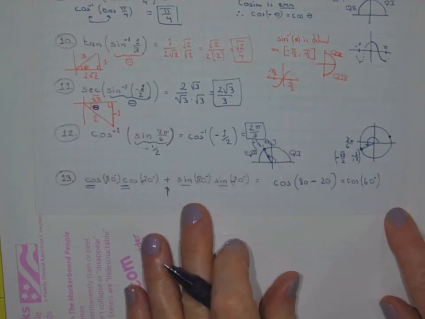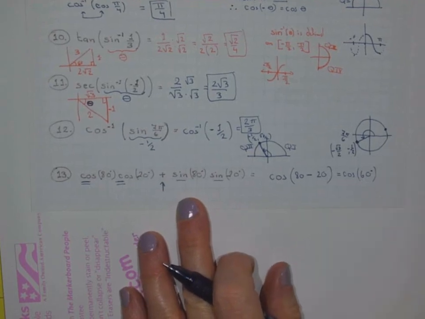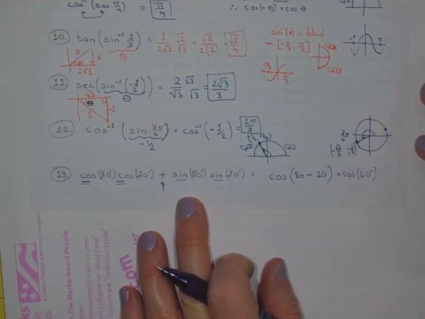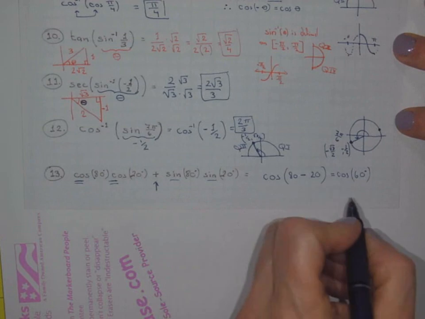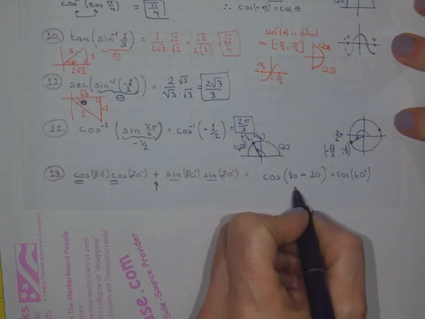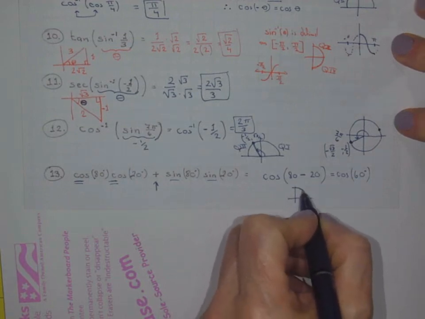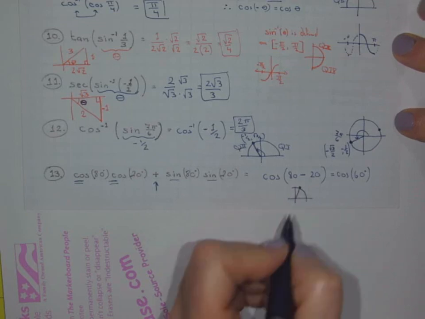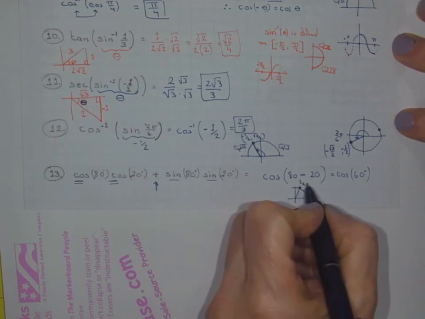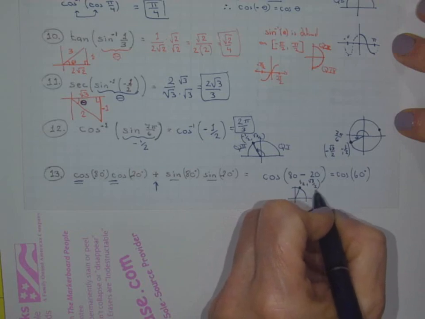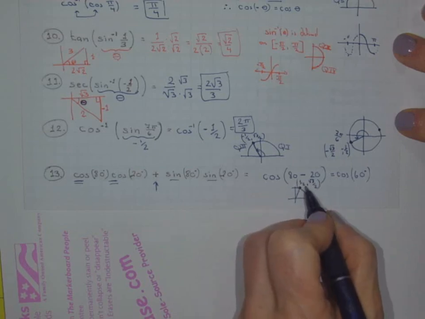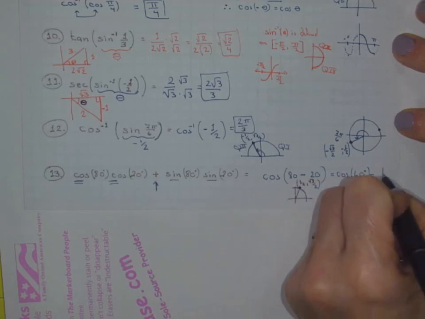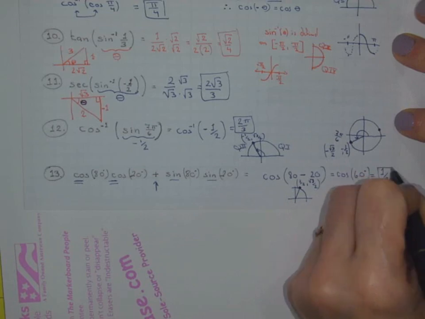Now don't stop here, right? Now you have to tell me what is the cosine of 60, and for that you're going to use your unit circle, and the cosine of 60 is right there in quadrant 1, and that's where the cosine is 1/2, right, the x value. So cosine of 60 is positive 1/2.